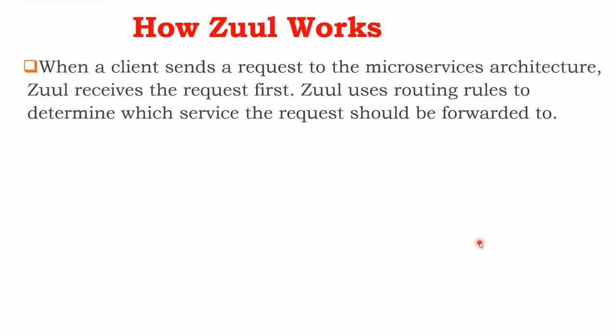So how Zuul works, we are going to understand. When a client sends a request to the microservice architecture, Zuul receives the request first. Just now we discussed this in our architectural graph. Any request will come to your Zuul service, the Zuul API gateway. Zuul uses routing rules to determine which service the request should be forwarded to, and then Zuul decides from the API gateway where it will route.